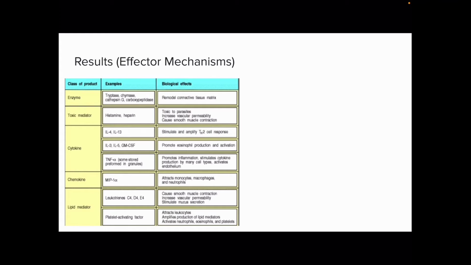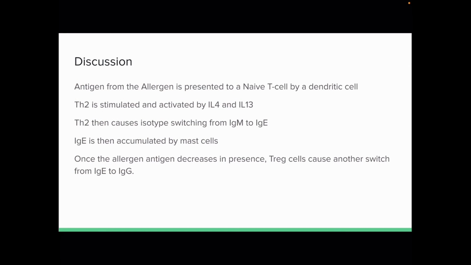Here is a chart summarizing the enzymes, compounds, and other things used during this immune response. You can see them classified into enzymes, toxic mediator, cytokine, chemokine, and lipid mediator. You can see stuff I mentioned in the other slides like IL-4 and IL-13 and what they do. You can see some new stuff that I didn't really mention because they're not used so much in food allergies, like histamine and heparin.